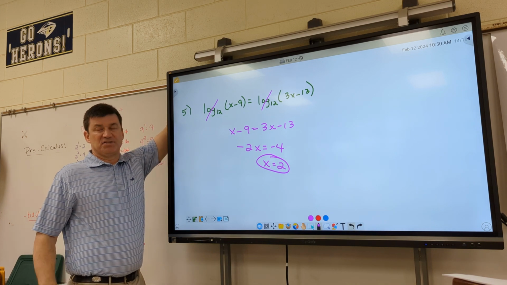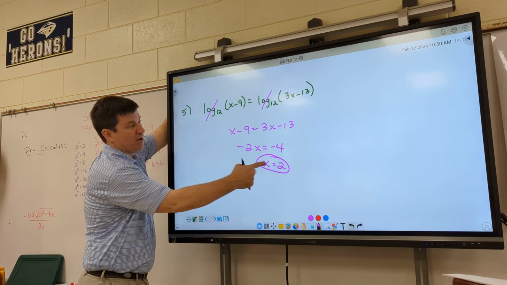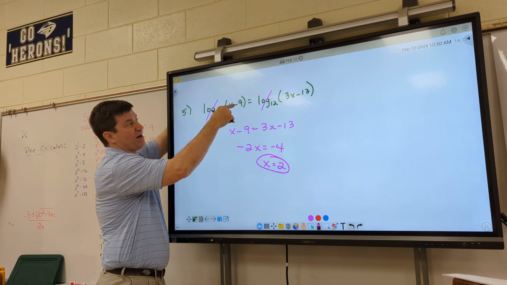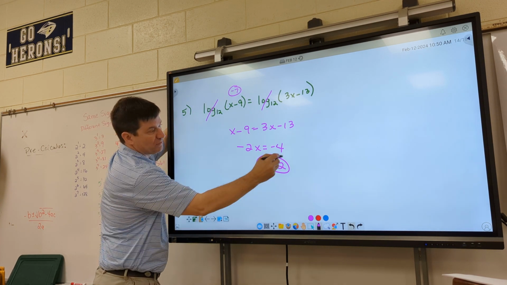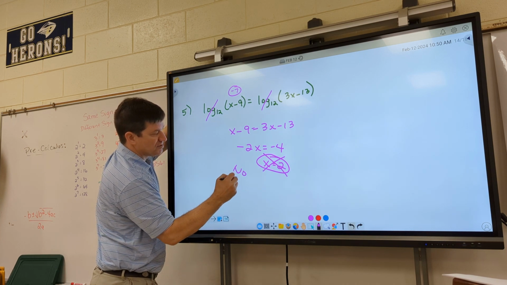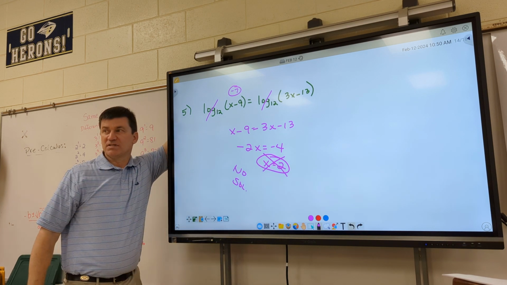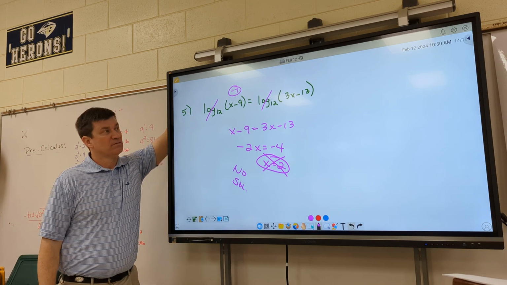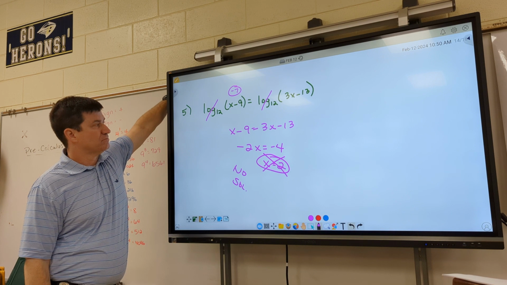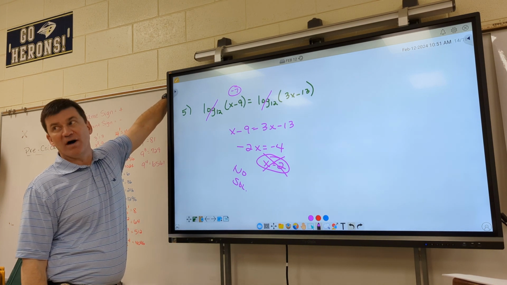Mason and Tanner said it didn't check out. If I plug in positive 2 right here, 2 minus 9 gives me negative 7. Yeah, I can stop. I got a negative on the first one. I can throw that out, and it's a no solution. Because if you get a 0 or a negative, you got to toss it. Any question about that?